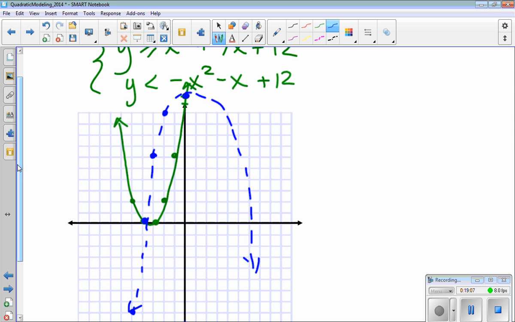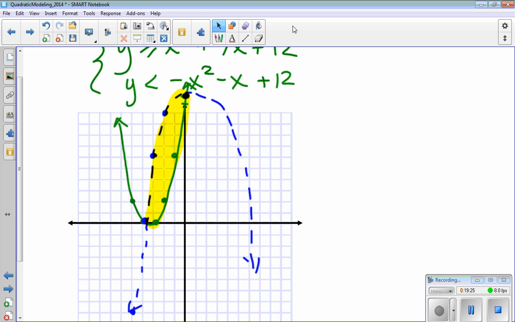Because I really don't care about this. What I care about is where they overlap. So the answer is simply only going to be this right here. Is there a certain way to answer? Like say something? No, all you can do is graph it.